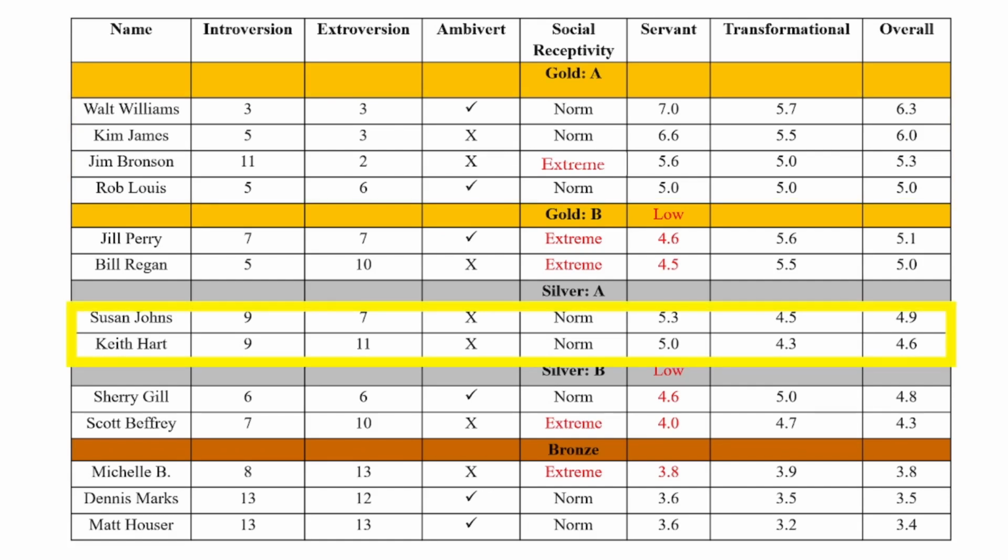Now, every table for every position is going to be different. You're not necessarily going to see people in silver A take priority over silver B, but you just have to understand how the table is prioritizing and aggregating people. But in this particular case, because silver A has social receptivities of norm and their servant leadership scores are above 5.0, then in my expert opinion, they take priority over gold standard B.